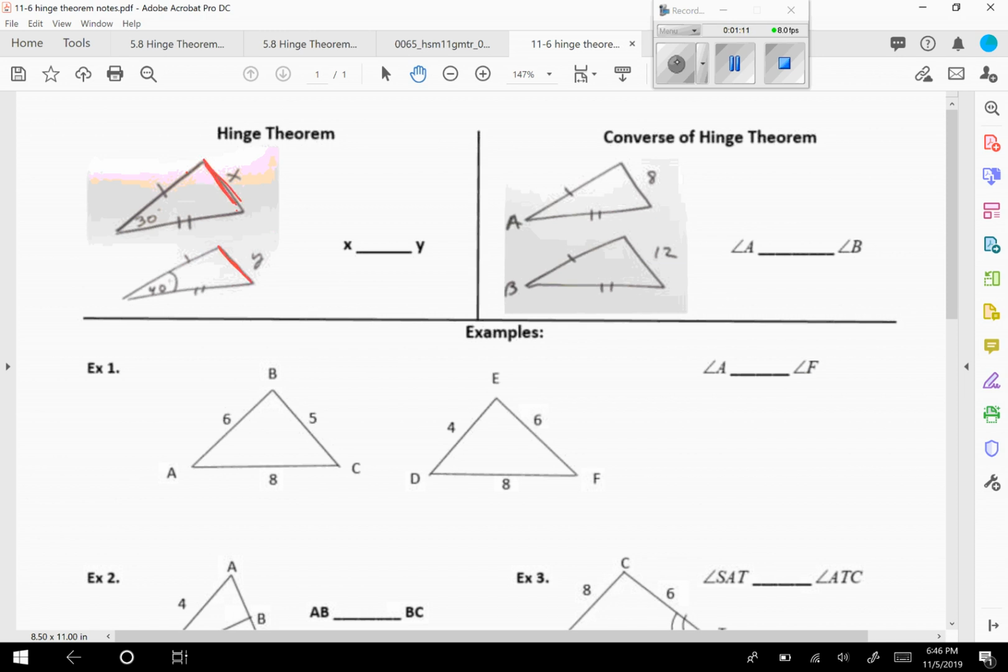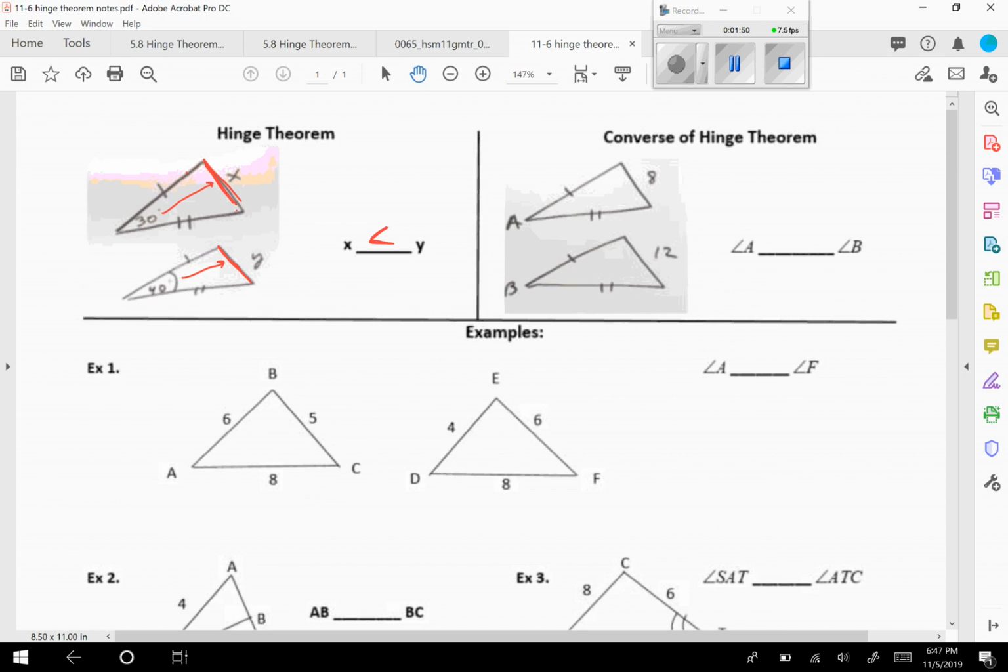So this one here, this 30-degree angle matches up with side X, and the 40-degree angle matches up with side Y. Well, if you take your arms and you kind of make a hinge with them, if you open them at a bigger angle, well, the distance between your fingers is going to be bigger. So essentially, the bigger angle over here is going to be across from the larger side. So since 40 is bigger than 30, I know that Y is bigger than X. Okay?